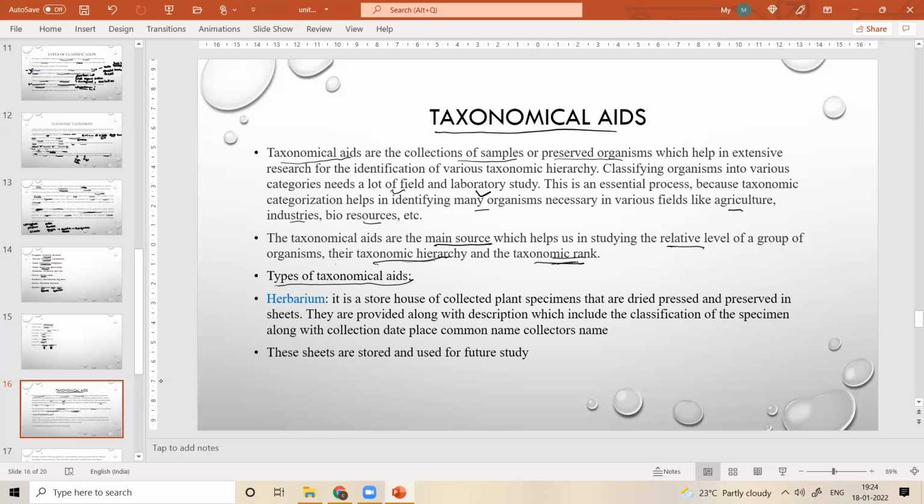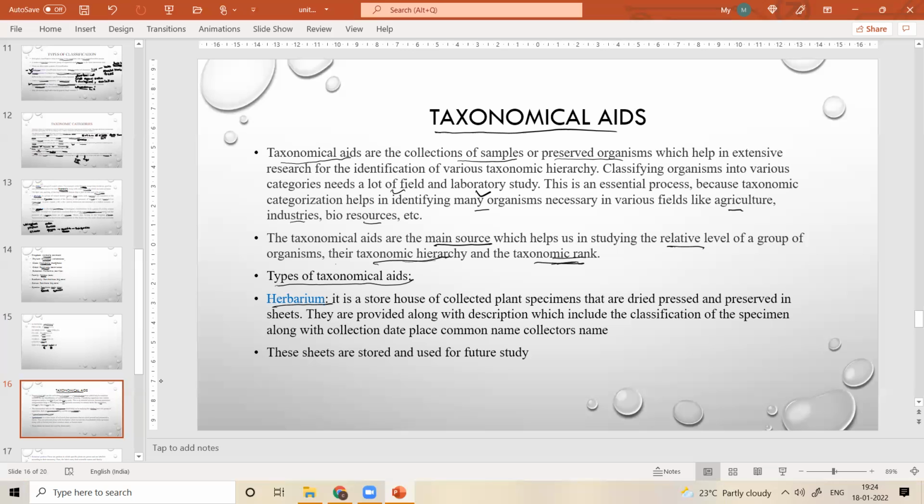Types of taxonomic aids. There are many ways to preserve and collect the samples, and those are called taxonomic aids. Herbarium, as we already discussed, is one of the taxonomic aids. It is a storehouse of collected plant specimens. If we collect different species, local diversity, we generally store all plant specimens in the form of herbarium.